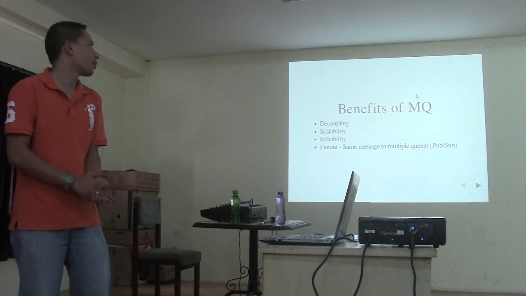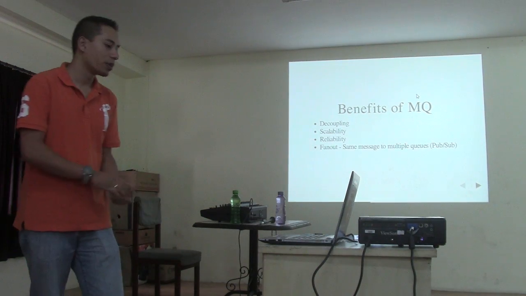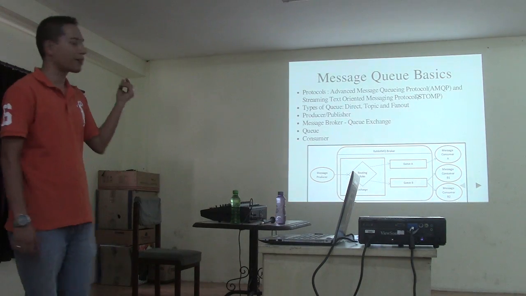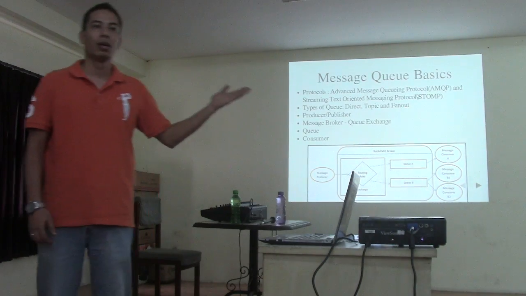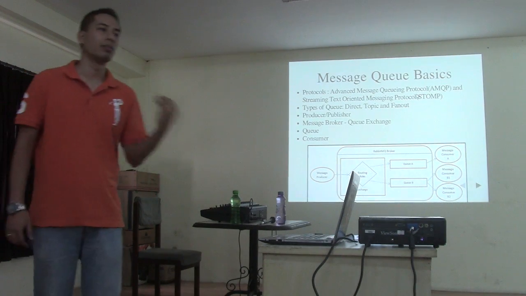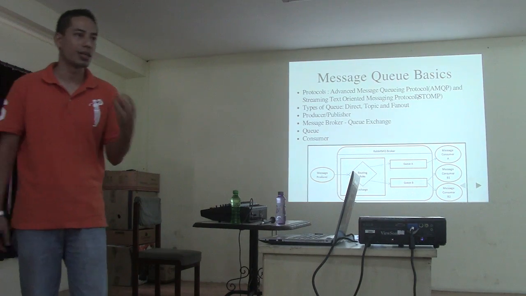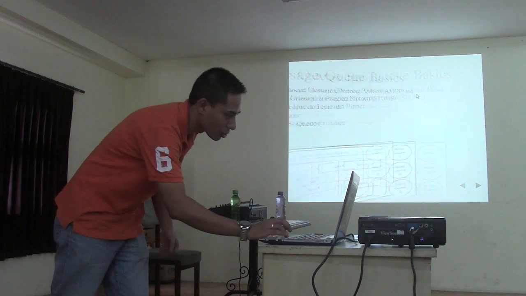Fan out is a type of queue. Probably I mentioned it in a previous slide. That basically means that you will have some routing rules that will send it to all the queues. So if you want to do a pub-sub method, publisher subscriber, you can do it, send it to all the queues, and all the consumers can get it. So that's also an advantage of using queues.